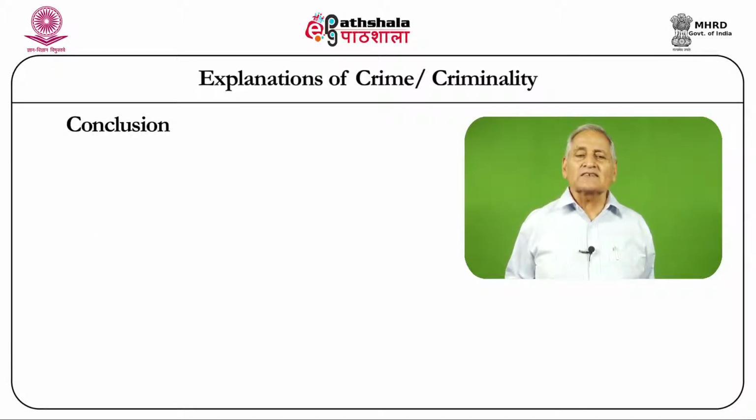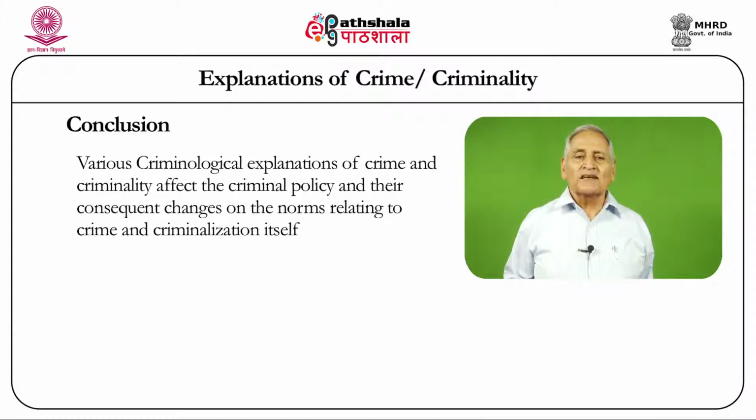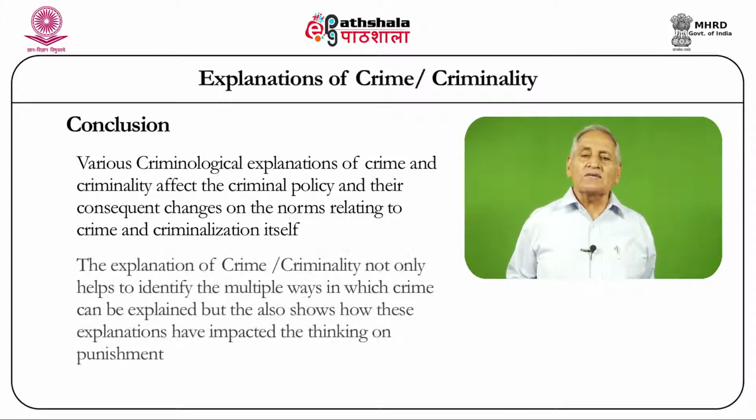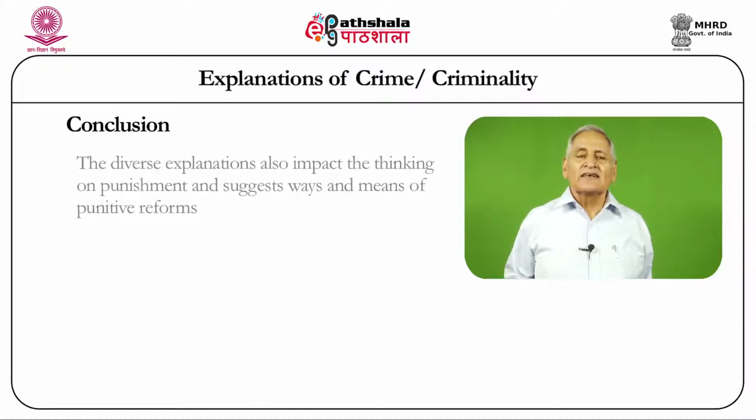We have discussed in this paper so far various criminological explanations, why crimes are explained differently in different historical periods. Different ideological ideas have been weaved into the explanation of crime and criminality in different historical periods. Various criminological explanations of crime and criminality affect the criminal policy and consequent changes in the norms relating to crime and criminalization itself. The explanation of crime and criminality not only helps to identify the multiple ways in which crime can be explained. The third conclusion is that the diverse explanations also impact the thinking on punishment and suggest ways and means of punitive reforms themselves.